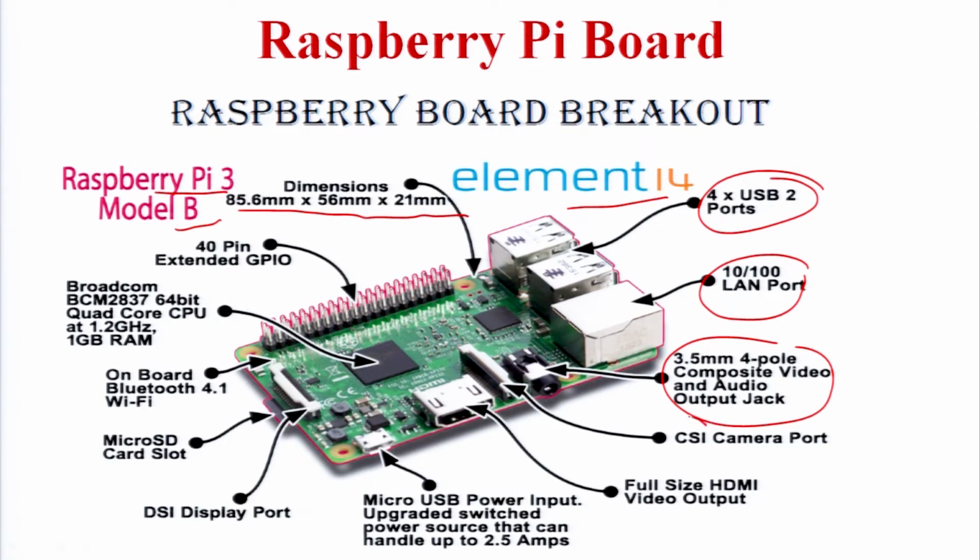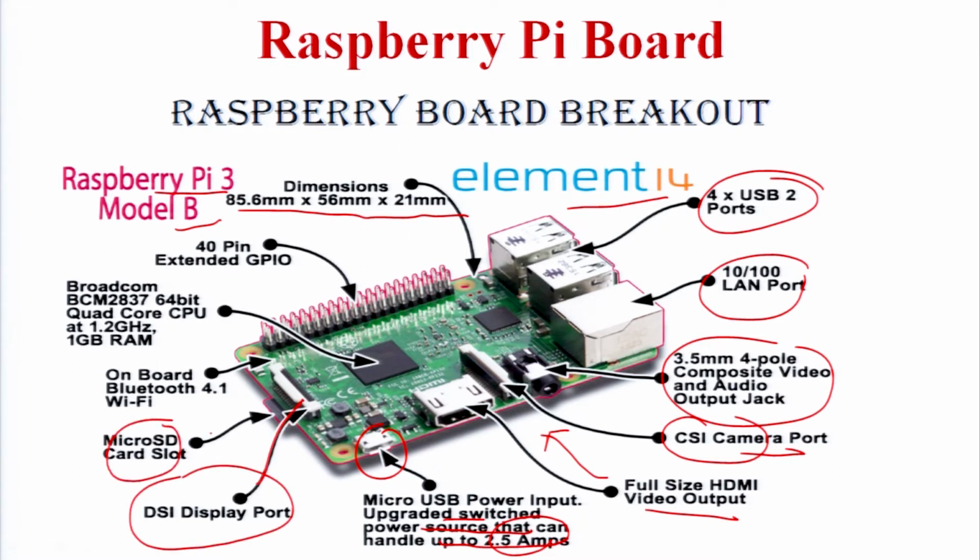It has a CSI camera port. Okay, it has a camera port as well. It has more functionality as compared to the Arduino microcontroller. You can see here, it has a full-sized HDMI port. It has a micro USB port, where the power can be inserted, with an upgraded switched power source that can handle up to 2.5 amperes. It has a DSI display port, and it has a micro SD card slot as well.